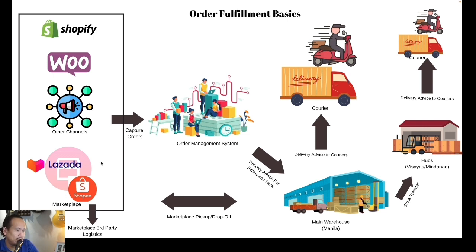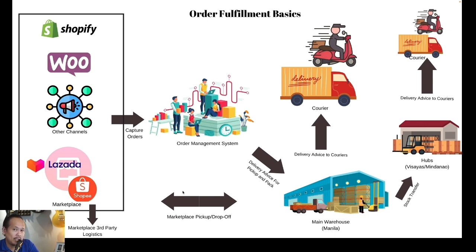For marketplaces like Lazada or Shopee, as you know, they have their own dashboards where you manage your orders. So you manage it there. Once you receive orders here, you do your pick and pack in your warehouse. You have the option to have Lazada or Shopee pick it up or drop it off to their hubs or places so they can do the advice to their third-party logistics. Again, these order management processes can also be outsourced by order fulfillment outsourcing companies.